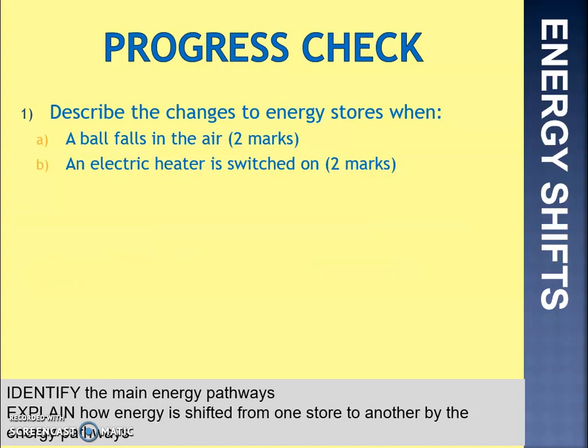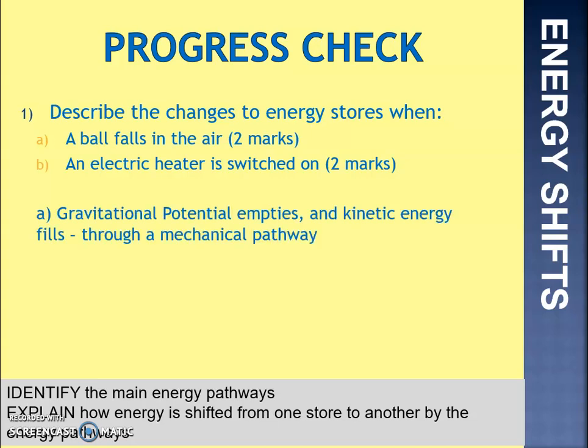Okay, question 1. Energy changes to energy stores when a ball falls in the air. So when a ball falls in the air, we get gravitational potential emptying and kinetic energy filling through a mechanical pathway. Again, those energy changes will be the same. As much as gravitational goes down, kinetic will go up.